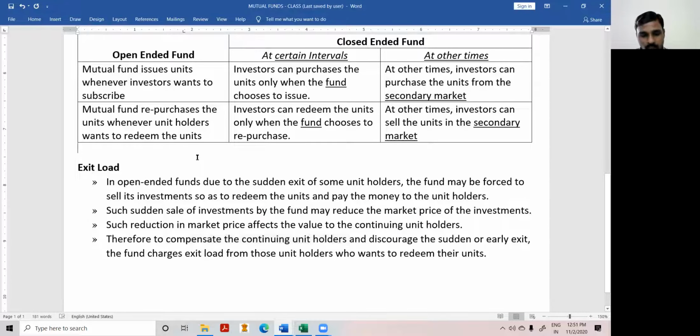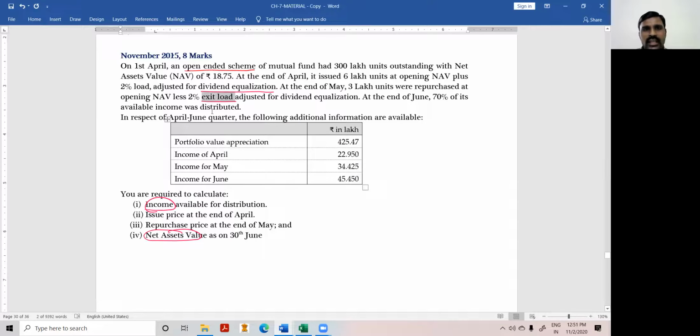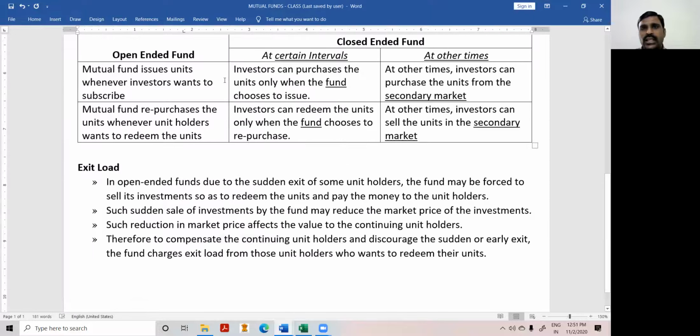So therefore, to understand the exit load, first of all, you have to understand the open-ended scheme. In case of closed-ended scheme, this problem will not be there to the fund, because whenever they want to subscribe, the investors are going to the secondary market. They are not disturbing the fund. That means the fund's investment portfolio is not affected. That is the point. So therefore, exit load is most important for the open-ended fund.